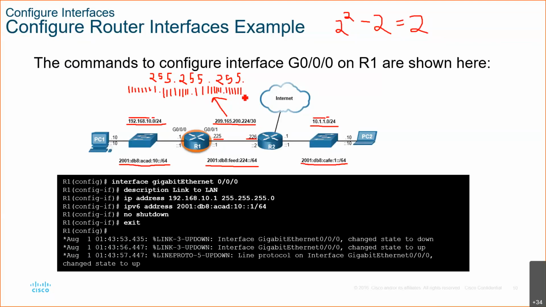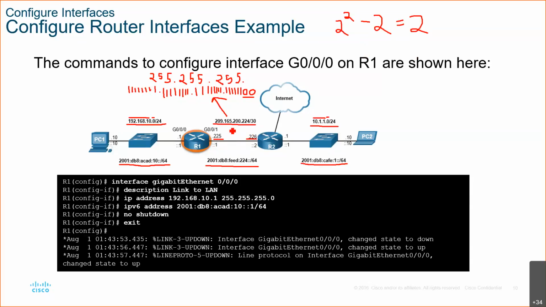How many bits in IP version 4? 32. 32 minus 30 is 2. So the host bits are only 2, 0, 0. How many devices can you connect to this network? 2 to the power of 2 minus 2, because the host bits are only 2. Host bits count the 0s, network bits count the 1s. So 2 to the power of 2 minus 2 is equal to 2. Only 2 devices can be connected.